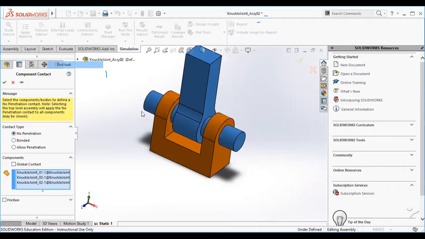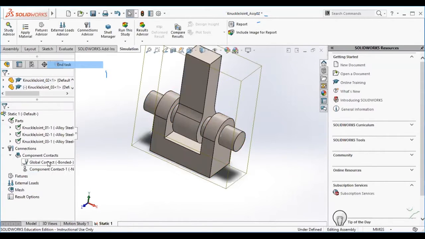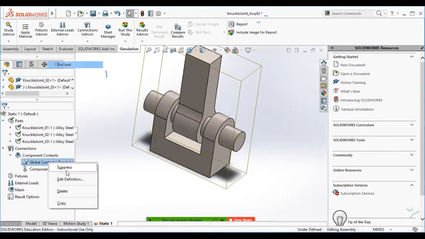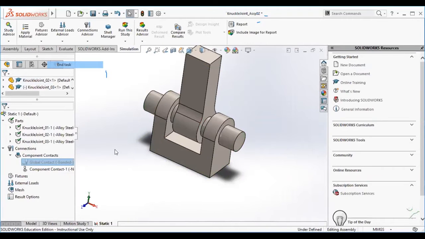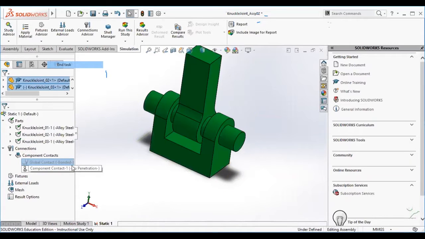So they will basically deform the other part, and we will see how the stresses will be developed. So I will press OK. By default, it makes sure that all the parts are bonded together, so we don't need that specific contact at this point of time. This is the contact we have defined ourselves, which is no penetration. No part is going to penetrate into each other.